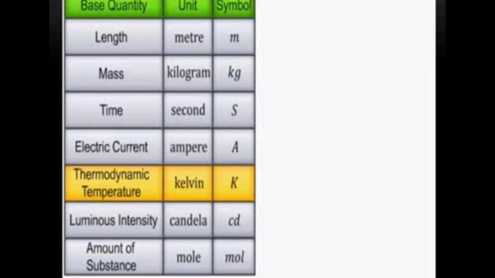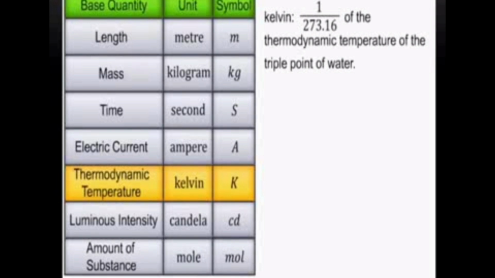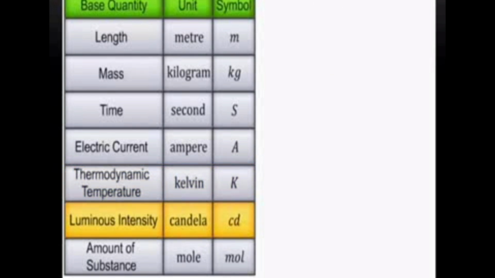Then thermodynamic temperature. The unit is the kelvin, denoted by the letter K. Its value is 1 by 273.16 of the thermodynamic temperature of the triple point of water. The triple point of water is the temperature at which saturated vapor, pure water and melting ice are in equilibrium.